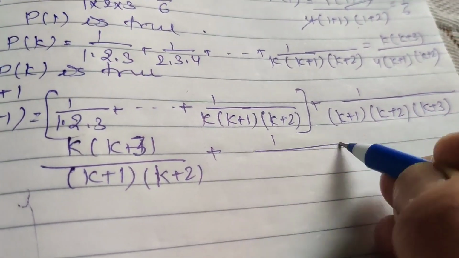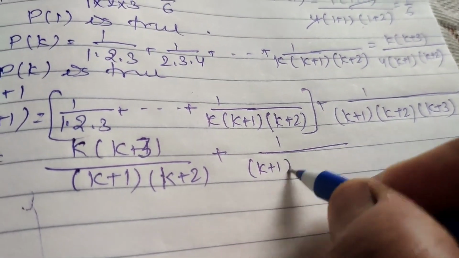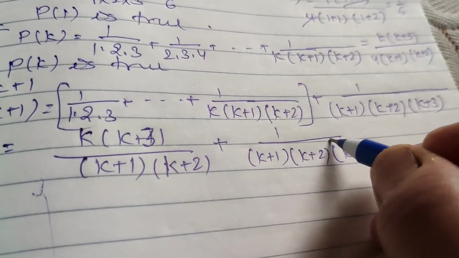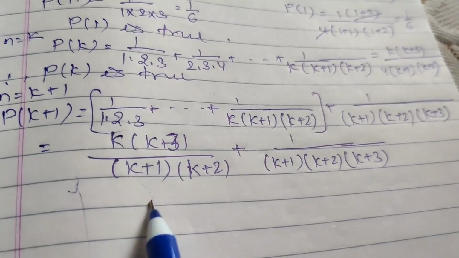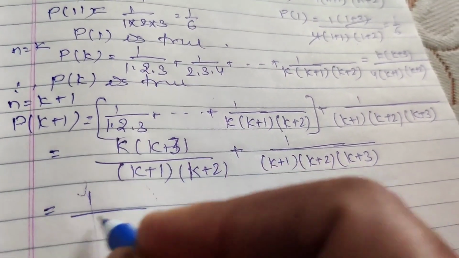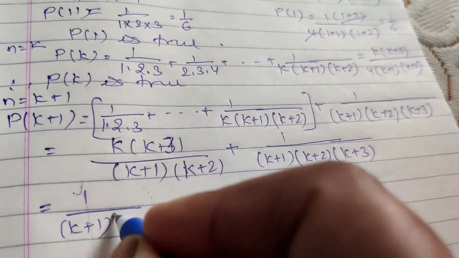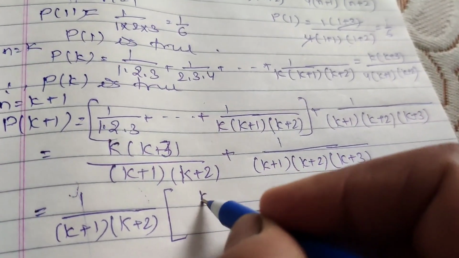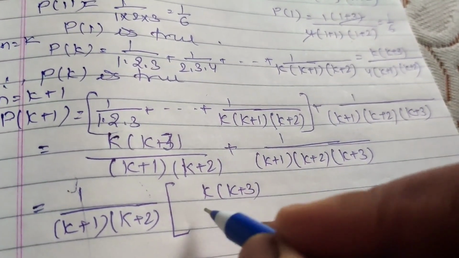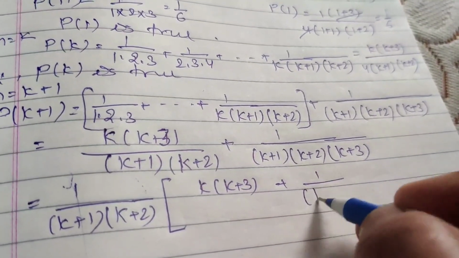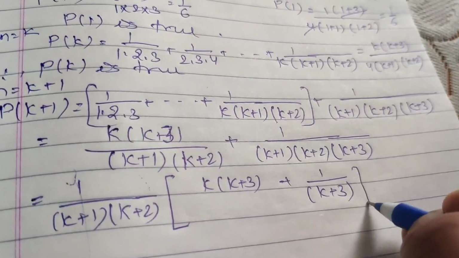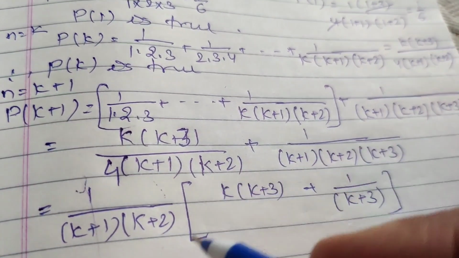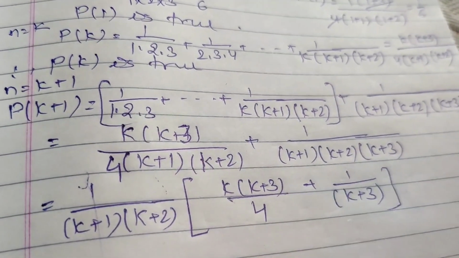Now add 1 upon (k plus 1) into (k plus 2) into (k plus 3). Take common 1 upon (k plus 1) into (k plus 2), leaving k into (k plus 3) over 4, plus 1 upon (k plus 3).